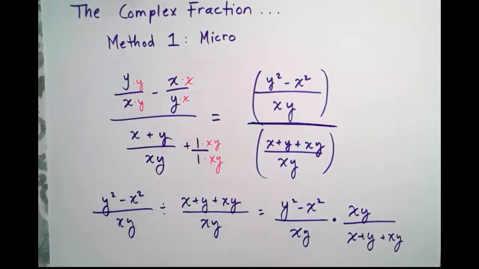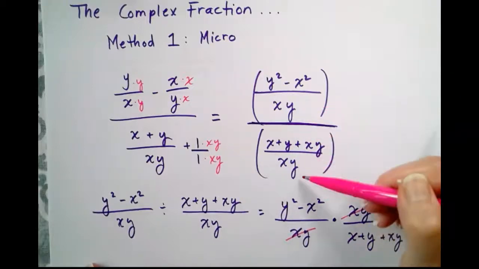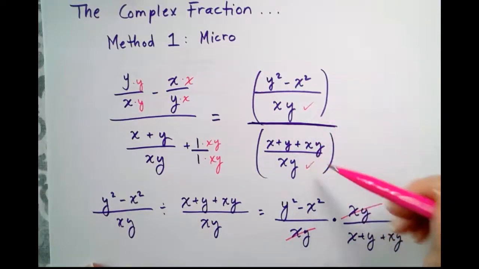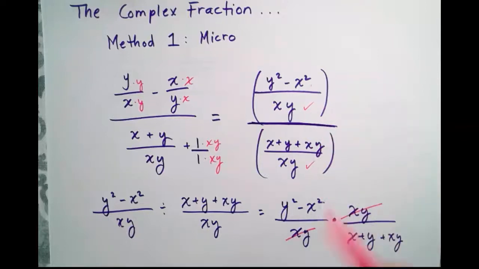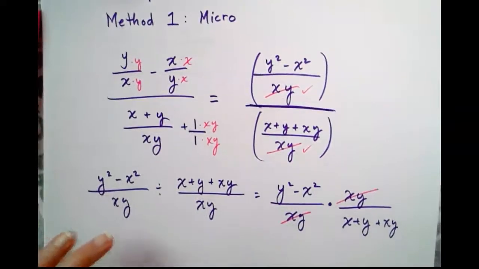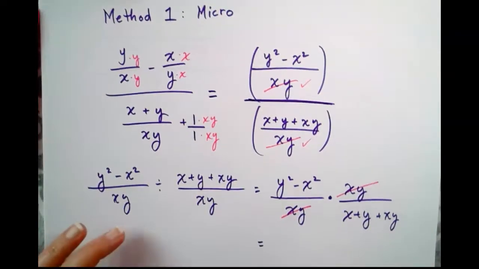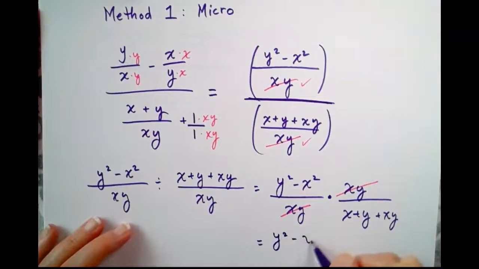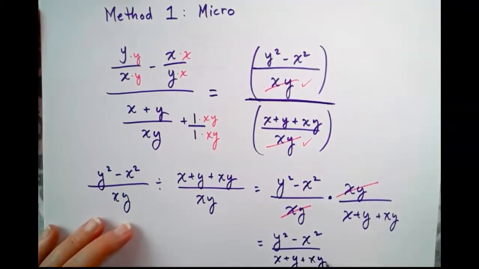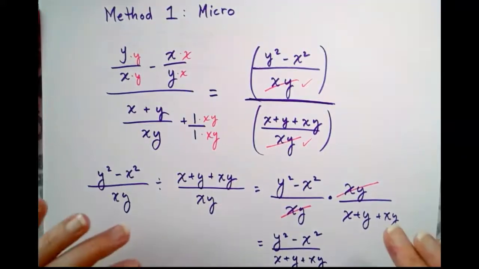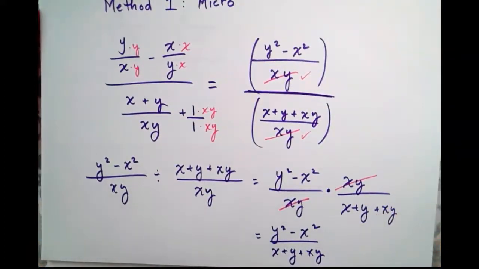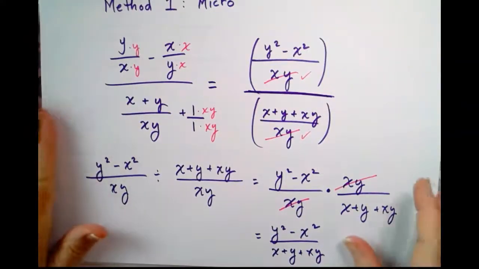And now we can see that the xy cancels. And pretty much that's always going to happen. When we have the denominators the same on the top and bottom of a complex fraction, they're just going to cancel. That'll make your life a whole lot easier in the future. So our simplified answer is y squared minus x squared over x plus y plus xy. So that's kind of like a piece-by-piece approach to simplifying. I call that the micro approach.